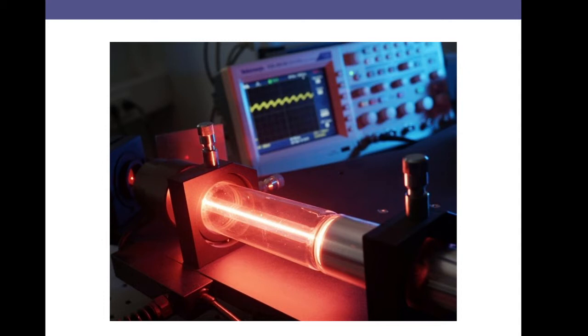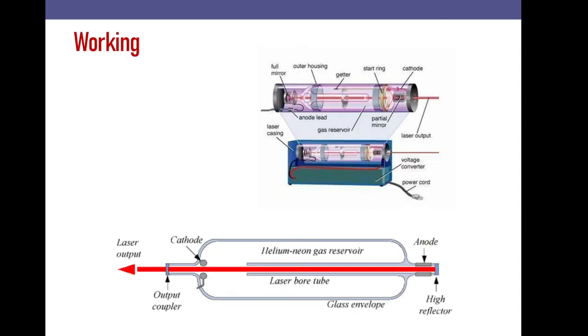Here the gas mixture is the lasing medium. You can see the working of the helium neon laser. Helium and neon mixture is the lasing medium. And inside this tube, there is a perfect reflector at one end and a partial reflector at the other end. Full mirror on one side and partial mirror on the other side. They are arranged parallel and facing each other.